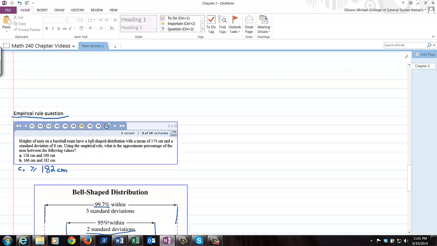Heights of men on a baseball team have a bell-shaped distribution with a mean of 174 centimeters and a standard deviation of 8. This time it looks like I'm calling it a population, but remember, it doesn't matter if the mean is the mu or the x bar, or if the standard deviation is the sigma or the s. Depending, it's mu and sigma if it's a population, x bar and s if it's a sample. These formulas all work the same either way. Using the empirical rule, what is the approximate percentage of the men between the following values?